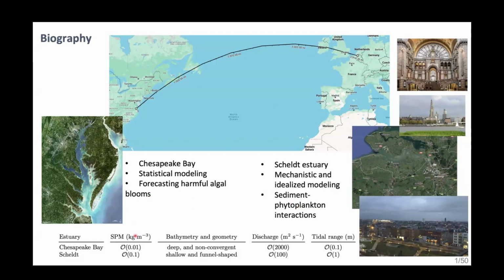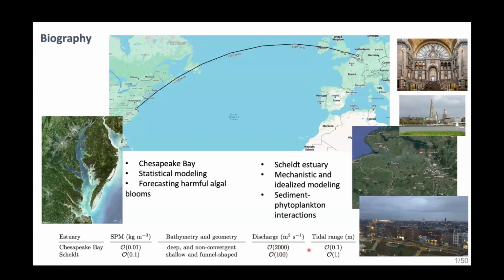Some other differences: you may notice the turbid color of the Scheldt. The Scheldt is very turbid compared to the Chesapeake, more than 10 times more turbid. And in terms of bathymetry and geometry, the Chesapeake Bay is a deep and non-convergent system, more or less a rectangle, whereas the Scheldt is funnel shaped, so the width converges the more you go landwards. The discharge of the Chesapeake Bay is also 10 times larger than the Scheldt estuary.